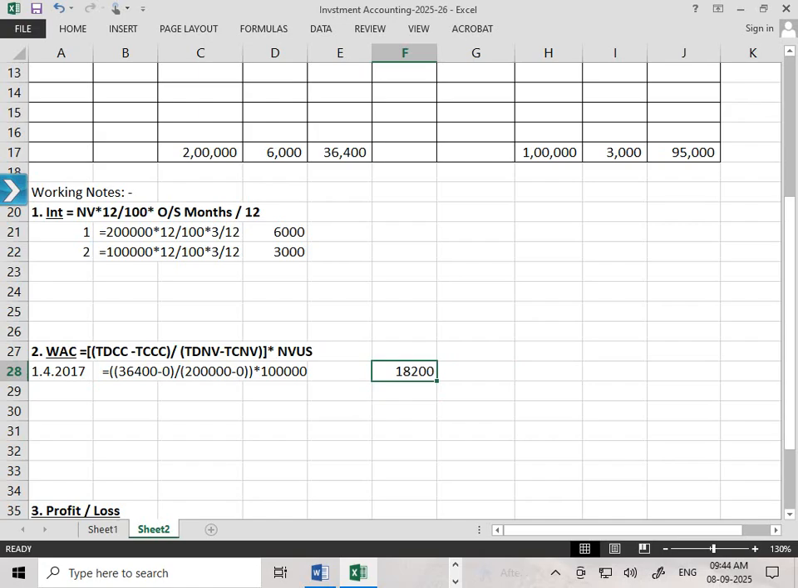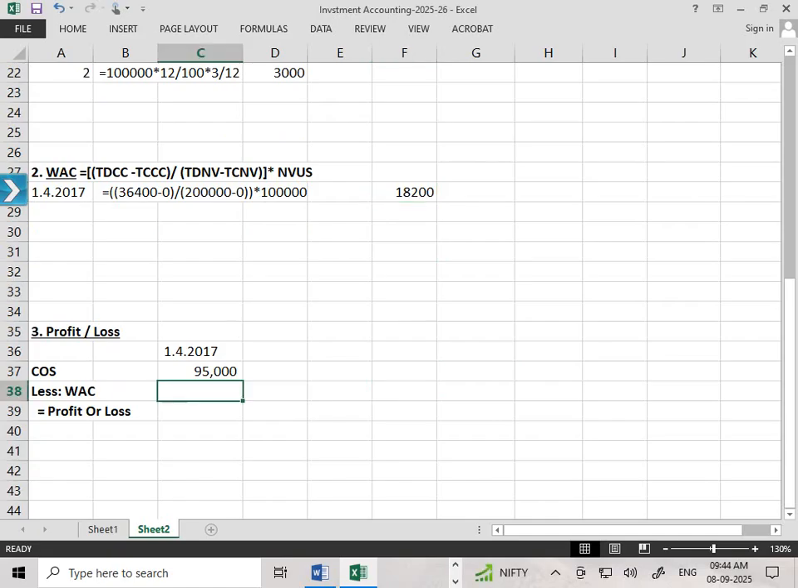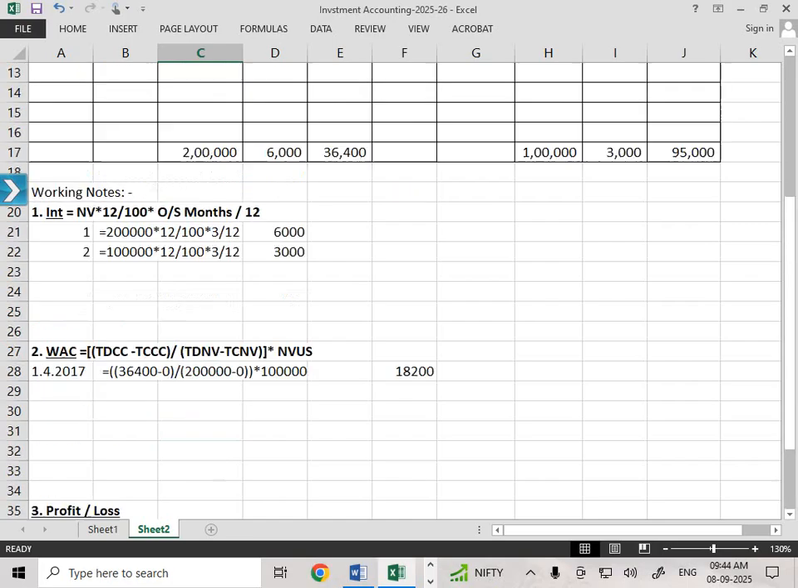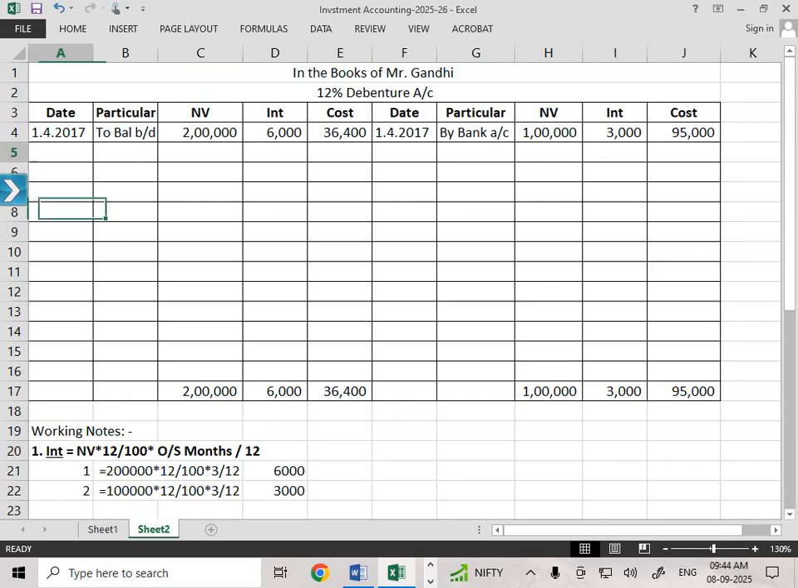18,200. All of you have calculated. So weighted average cost is 18,200. So selling price is 95 and weighted average cost comes to 18,200. So it is a profit. What is the profit? 76,800. And profit you have to transfer to profit and loss account credit side and investment account. So this profit I will transfer to the investment account debit side.